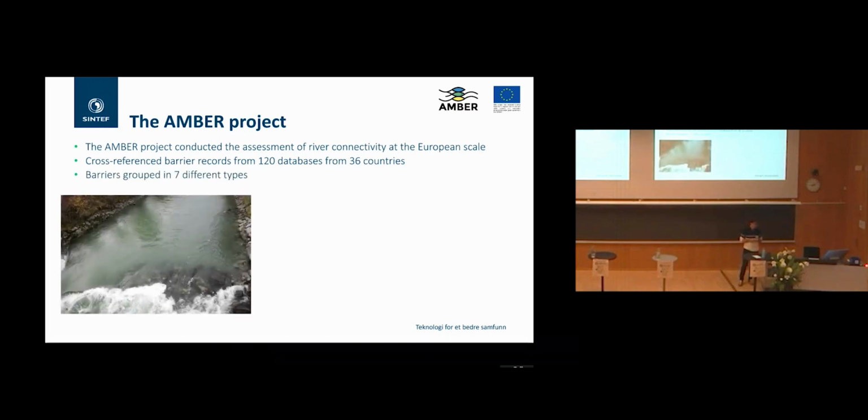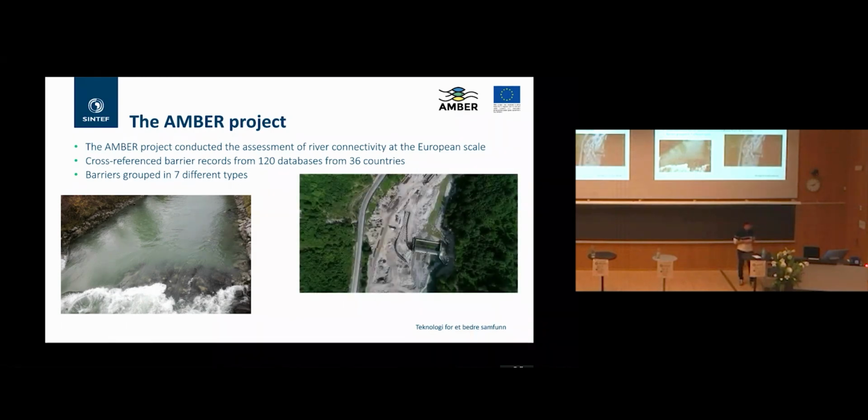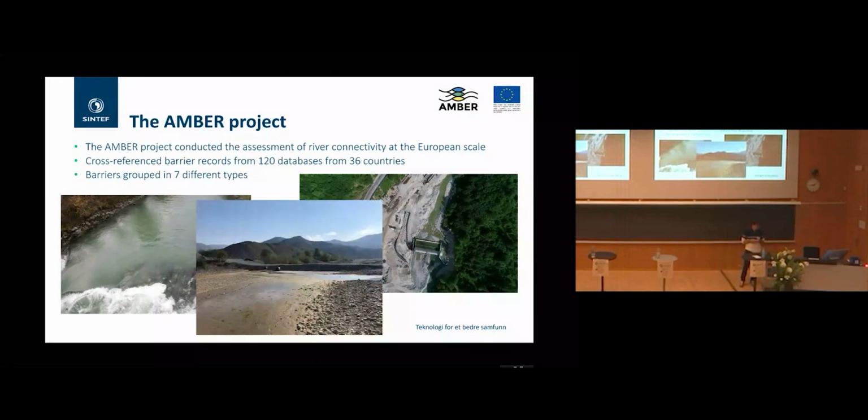The barriers are grouped in 7 different types. Here I have just some pictures. It goes from very low head barriers, like this one, which is always underwater, a bed sill ramp on a river in Norway, actually, to large barriers for hydropower production, like this one under construction. And a type of barrier that usually goes a bit under the radar is fords. They are really common in some areas, and they completely block the river, like in this case, in Albania.